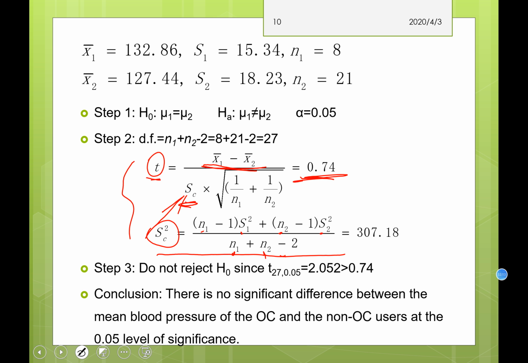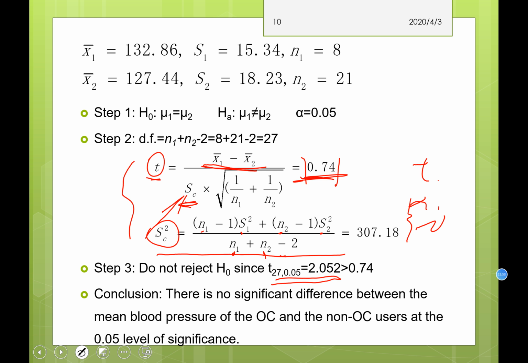this is the answer. We find that the t value is 0.74, and the next one is the same with the other t-test. We need to compare the absolute value of this number with a standard t-value, and we can get this standard t-value by using alpha and nu, and we can find it in table A2. So in table A2, we find that the standard t-value is 2.052.